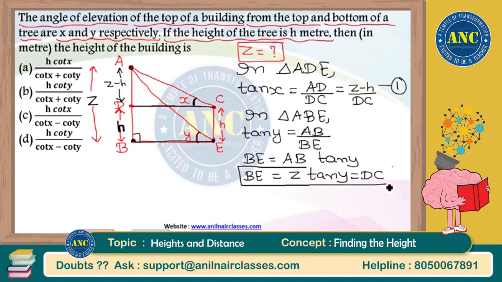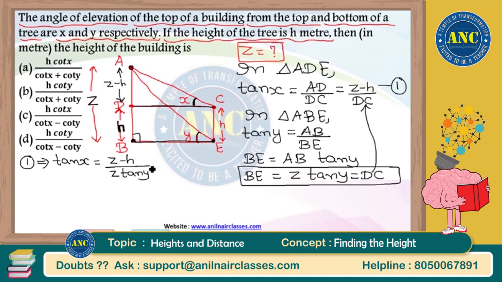That means this DC value I will substitute in equation 1. These all things are prone to happen. This is the step-by-step method. If the question is not given in terms of numerical value, there is no other way. So I can write equation 1 as tan x is equal to AD, which is Z minus H, divided by BE or DC, which is nothing but Z tan Y, right?